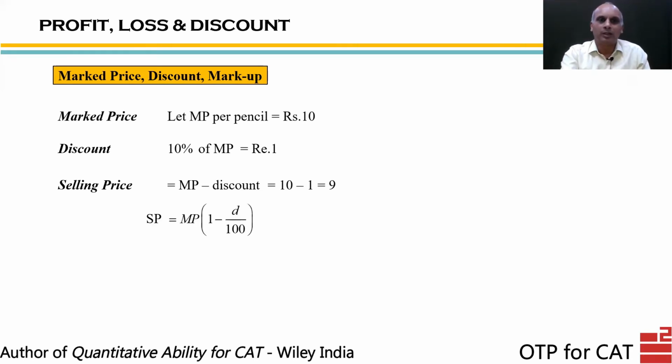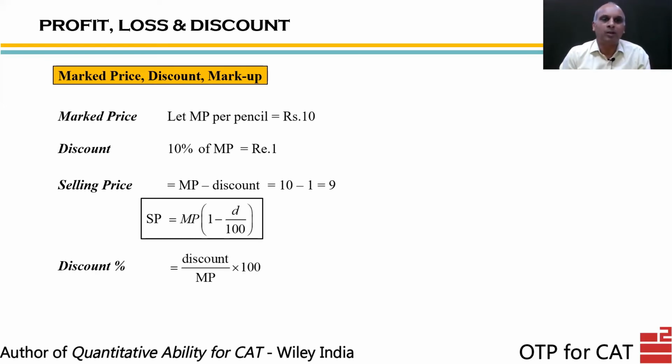And therefore, the formula connecting SP and MP is this, which you all must remember. SP is equal to MP, which is mark price, into brackets 1 minus discount percent by 100. And the formula for discount percent is discount upon mark price into 100.